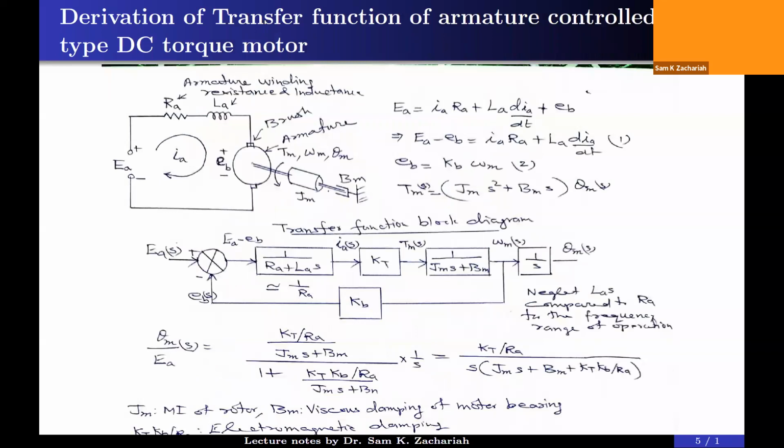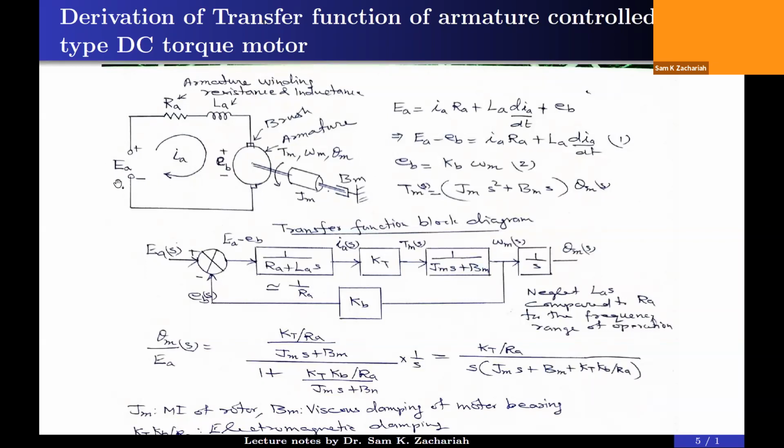Now we go to the next portion. This is a modeling of a motor, an armature control brush type DC torque motor. This is the equivalent circuit of that. This is the armature portion. The brushes are represented like this.